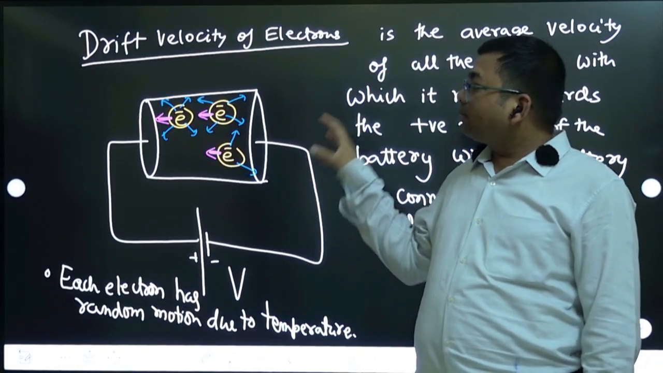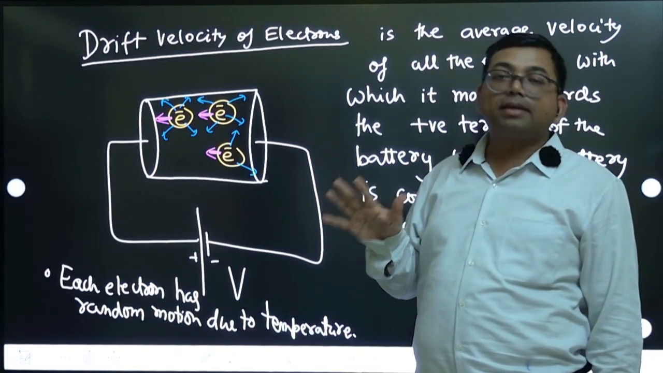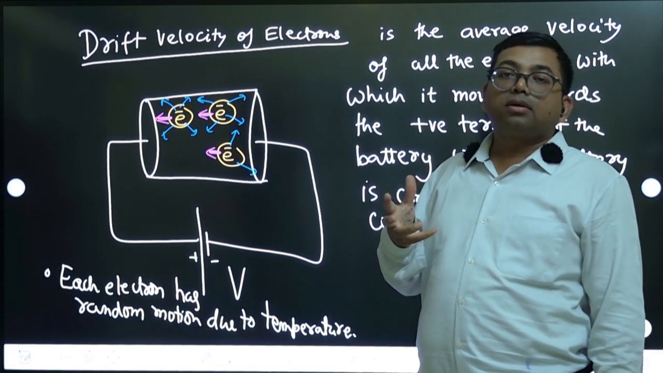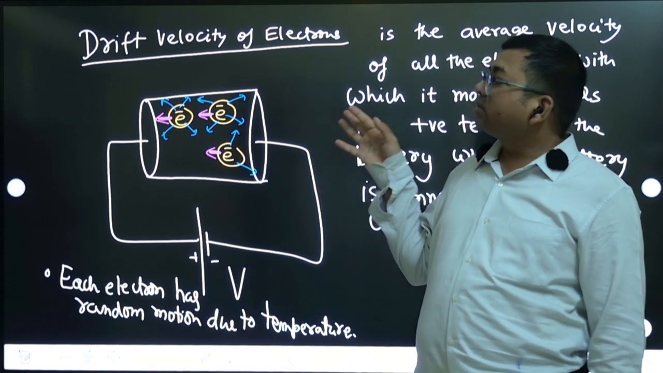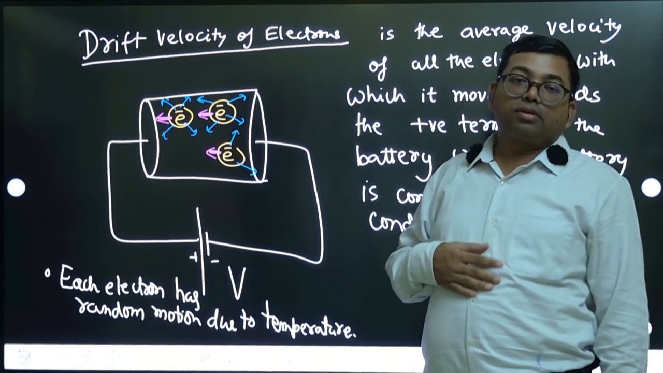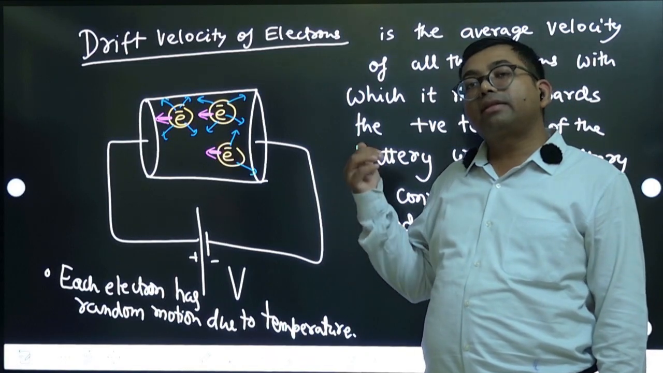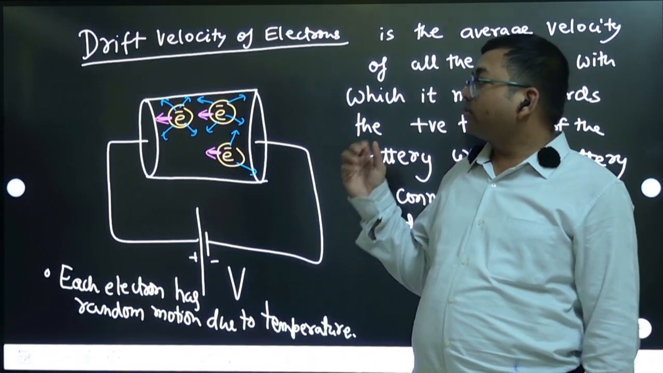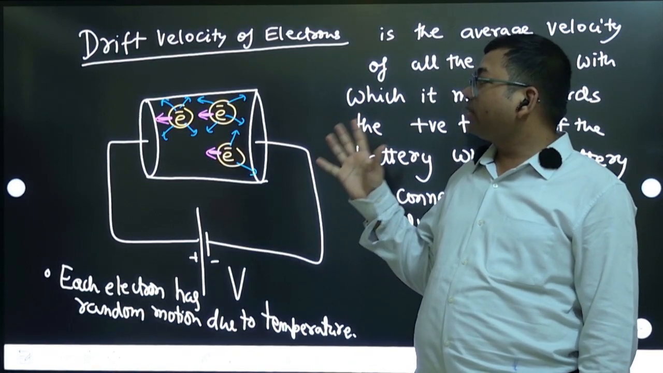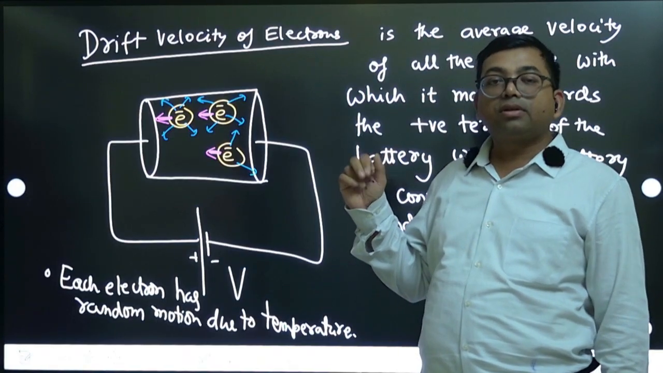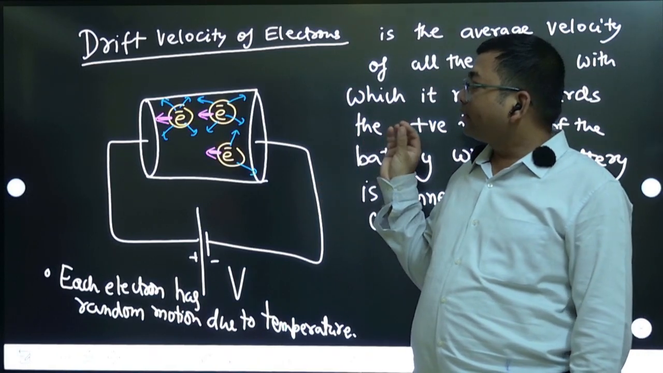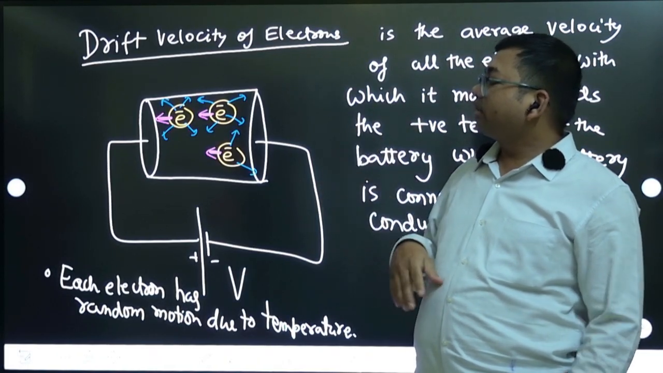So this random motion remains as it is. Random motion does not change, but an additional motion happens. That additional motion is the drift velocity. That happens because of applying the battery. Because of this, electrons slowly start drifting, and note that drift velocity is not a very high speed. It is in terms of millimeter per second, and electrons slowly start moving.